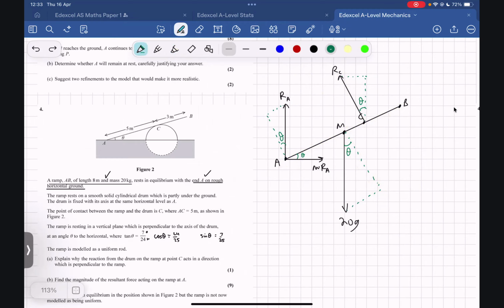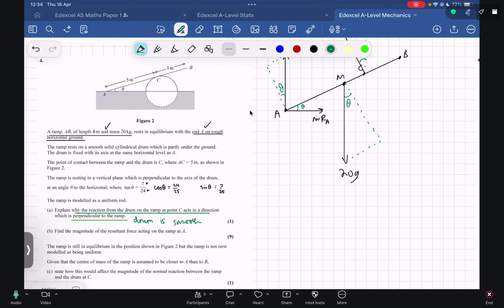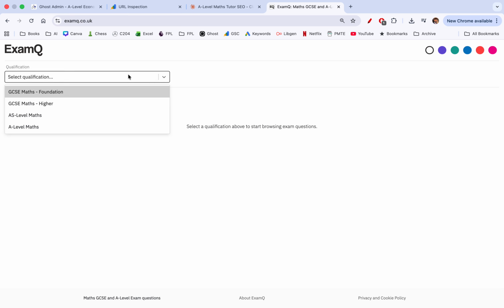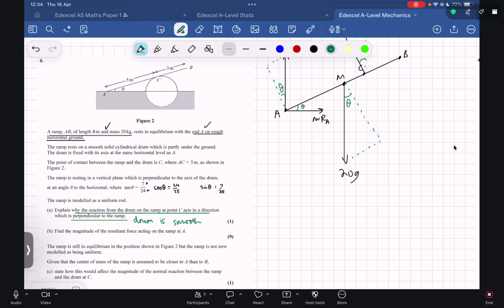So let's answer part A and then we can carry on. It's a 9-mark question, so we do everything in one go. The first question says, why is there a reaction at C? Why is it perpendicular to the ramp? We just have to say that the drum is smooth. We don't need to worry too much about this question. I would honestly recommend that you memorize this answer, if they ask you. Okay, let's carry on.